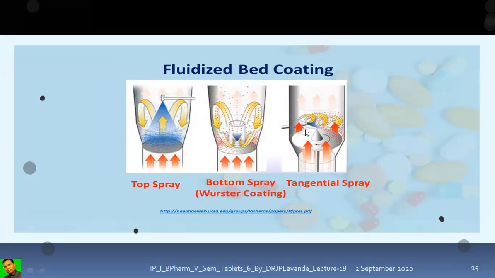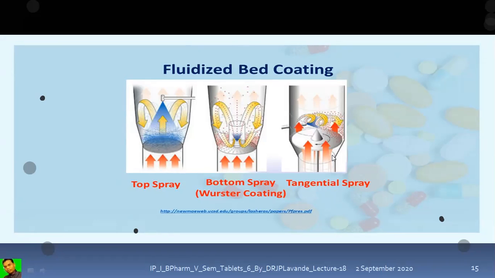There is another modification which is said to be the tangential spray. You can see the spraying assembly from this side, right? So here it is from the top to bottom, here it is from bottom to the top side, and here it is from left side to the right side. So it is the tangential. Sometimes it might be from right side to the left side also.